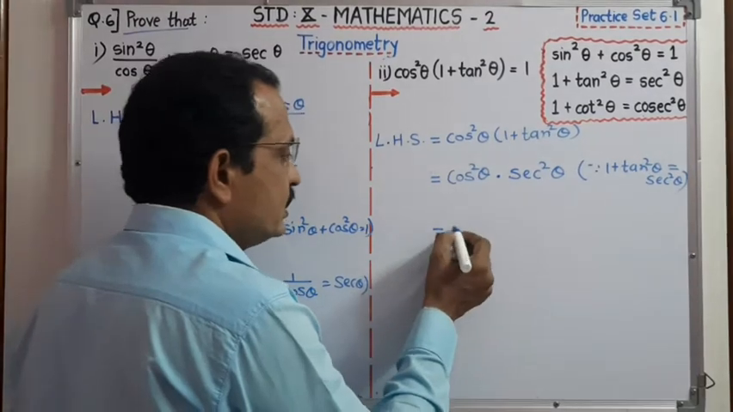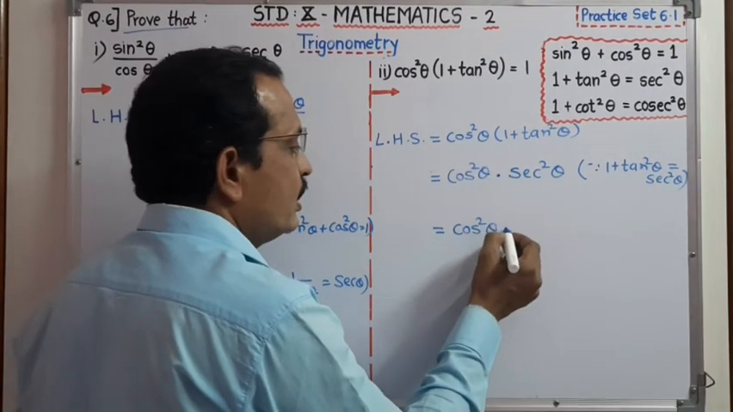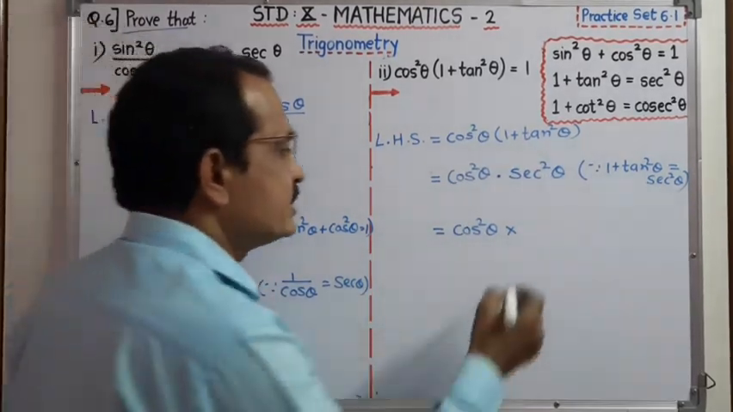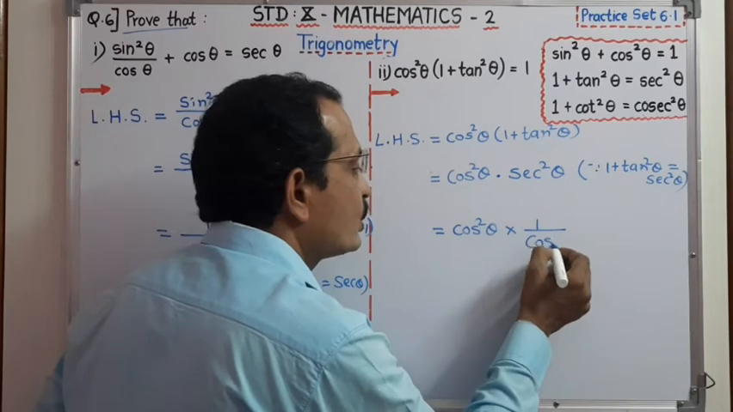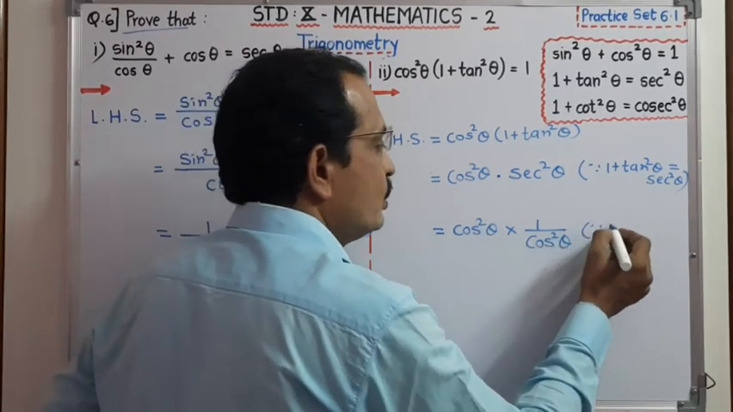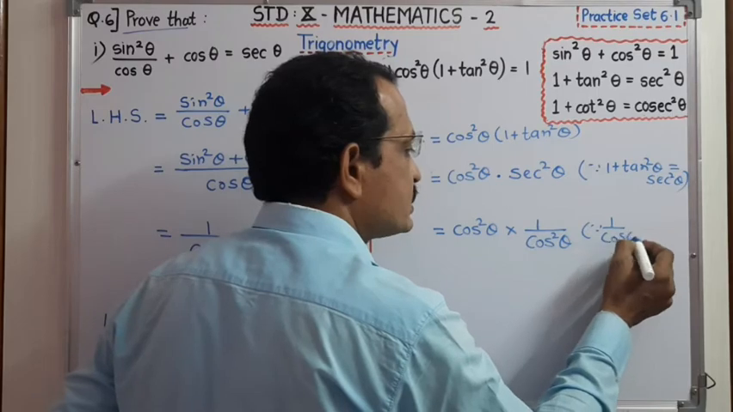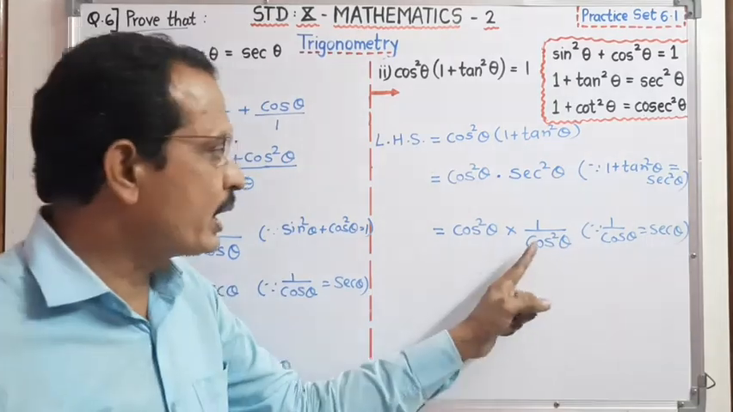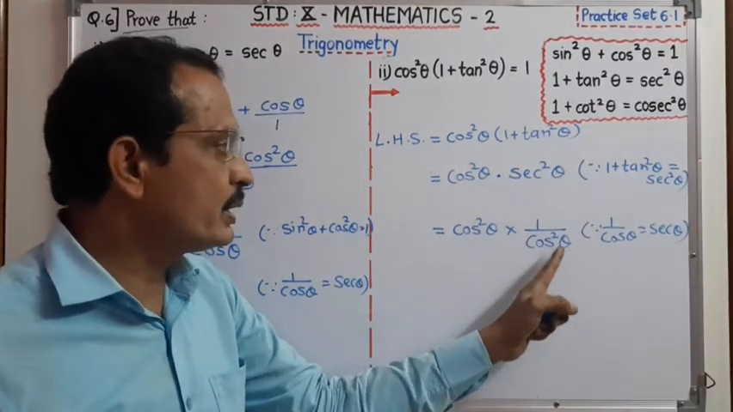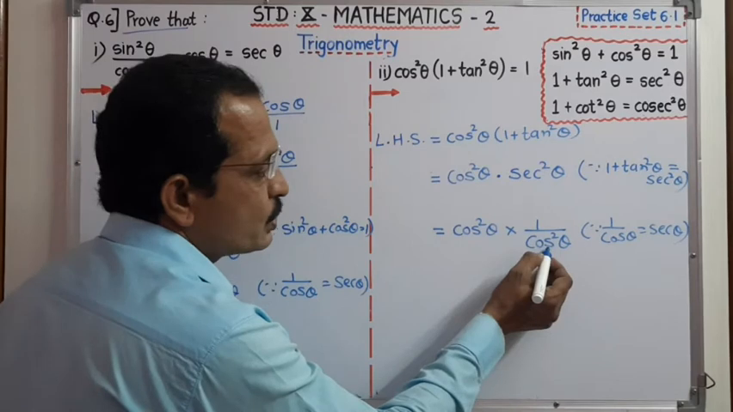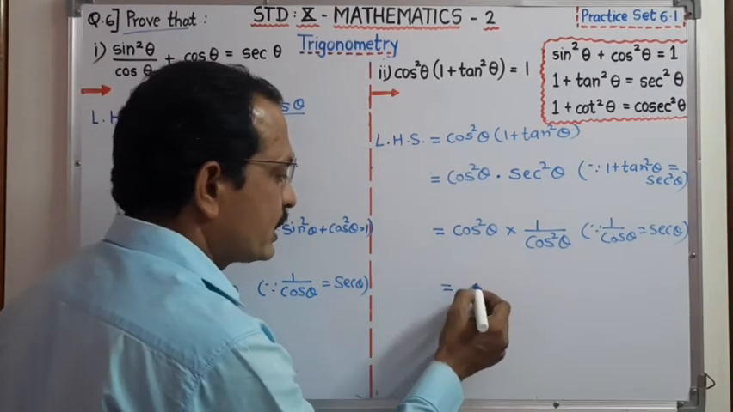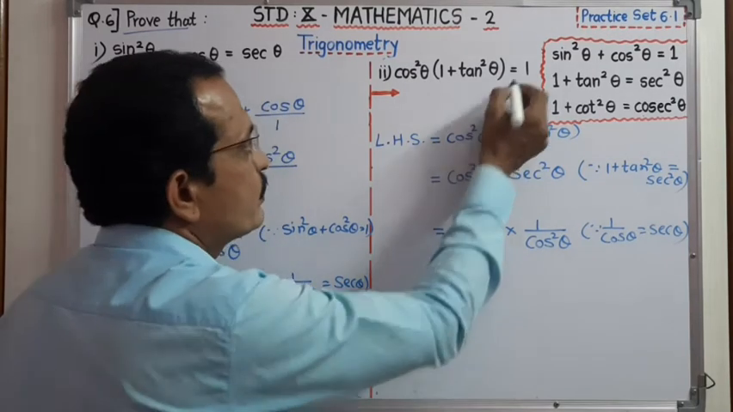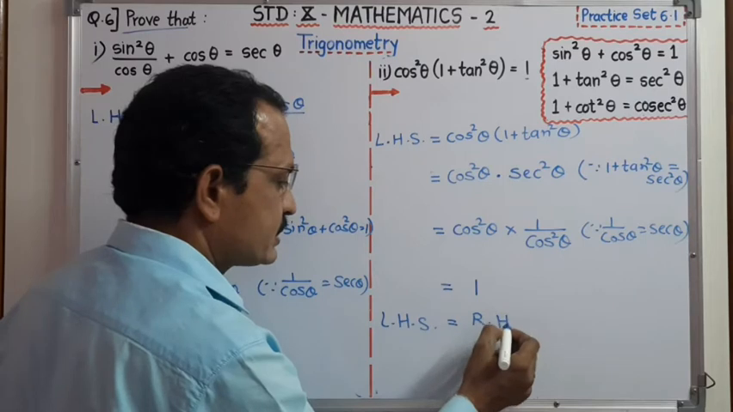Now dear students, see this cos square theta into this sec square theta. This sec square theta means it is 1 upon cos square theta. Why is it so? Because we know that 1 upon cos theta is equal to sec theta. Because of this, instead of sec square theta, we write 1 upon cos square theta. Now this cos square theta and that cos square theta will get cancelled. It is 1. And dear student, we write here LHS is equal to RHS.